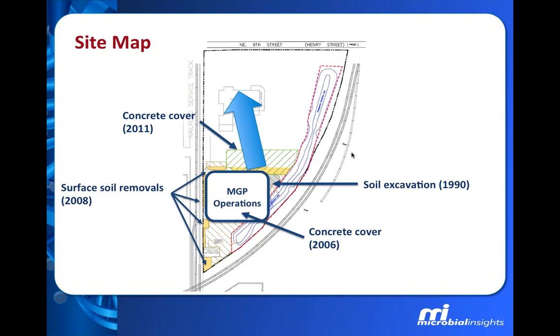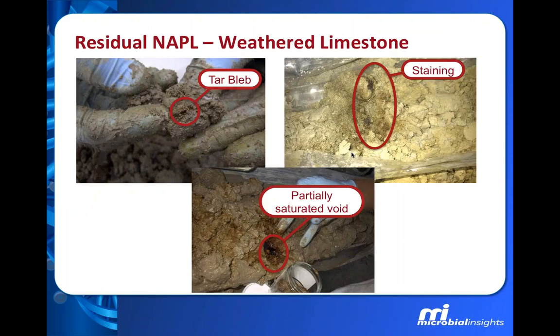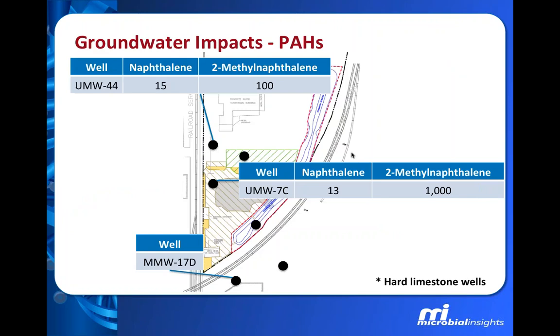Since then, there have been a number of additional actions, including adding a concrete cover, expanding it, additional excavations, and a stormwater retention facility. Over the years prior to source removal, the NAPL migrated primarily vertically through cracks and voids. So the residual NAPL is encountered beneath the operations in the form of staining, bleeds, and partially saturated voids.